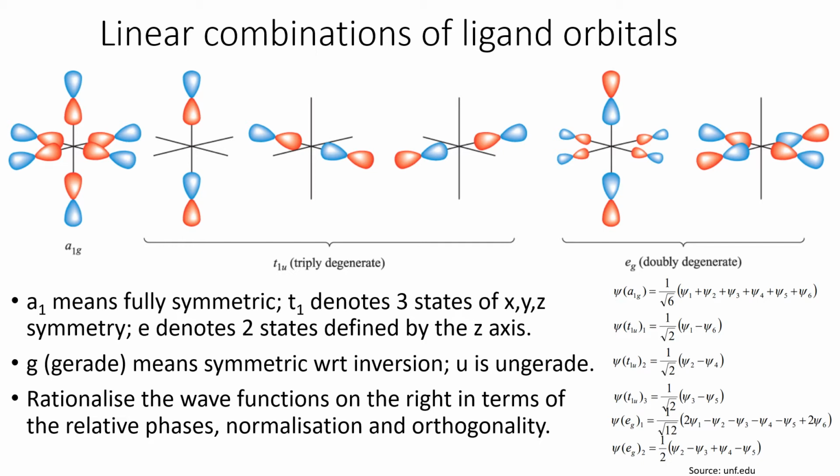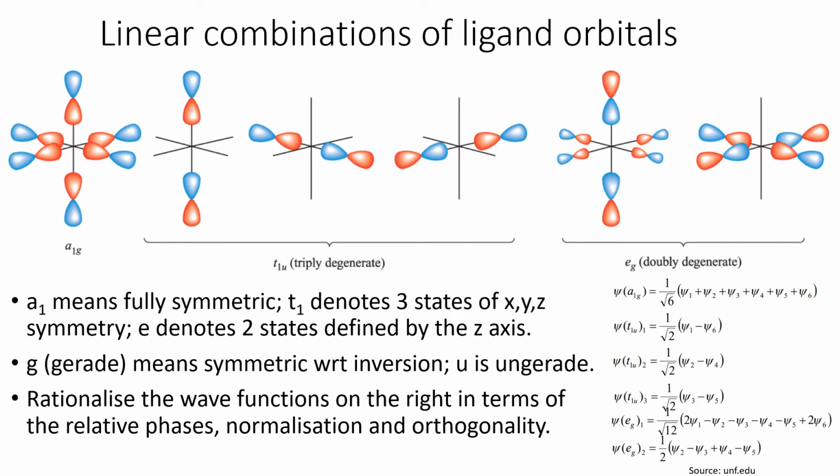Then moving a bit further down, I guess the most complicated one of all is this first EG orbital. You see there we had the chief interaction being on the z-axis, but the equatorial ones still having a small interaction. And so here we've got all 6 of the ligand orbitals involved. We see that the axial ones, psi1 and psi6, are both positive, and they've got this 2 in front of them, denoting the greater interaction. And then the other 4 are all negative.